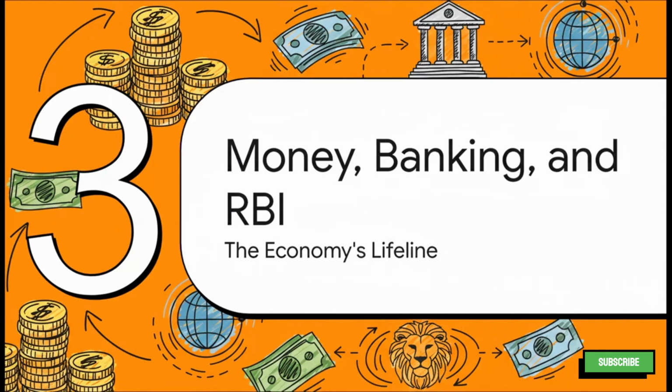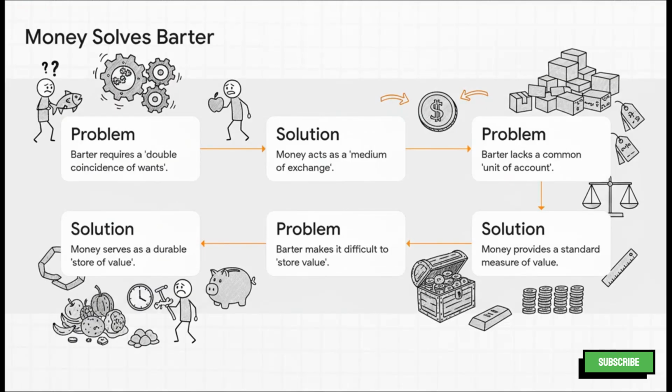Okay, let's move on to the absolute lifeblood of any modern economy, money. We're going to quickly revise the role of money, the banking system, and of course, India's central bank, the RBI. We kind of take money for granted, but it's brilliant because it solves all these huge problems that you get with a barter system. With barter, you need a double coincidence of wants. I need to have what you want, and you need to have what I want. Money just becomes a medium of exchange. Barter doesn't have a common unit of account, but money gives us that standard value. And it's tough to store value with barter, but money lets us save for the future.